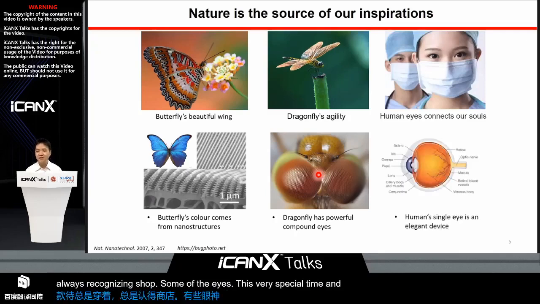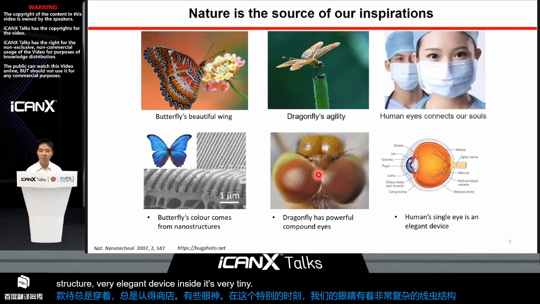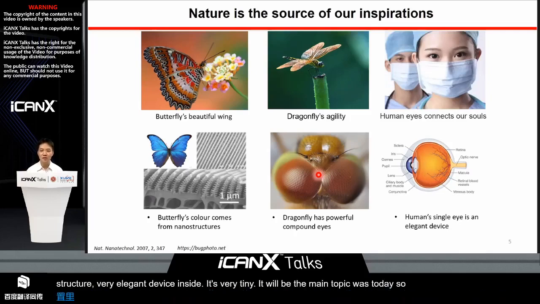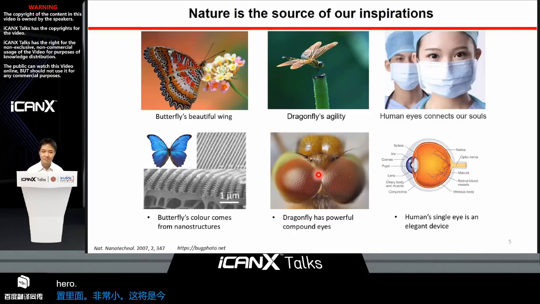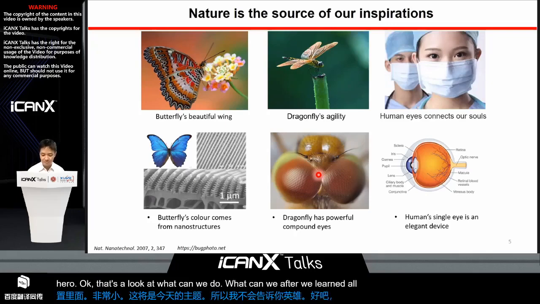And our eyes have a very complicated, elegant device structure inside. It's very delicate. That will be the main topic of today. So I will give you more detail of the human eye. Okay, let's first look at what can we do. After we learn all these natural structures, what can we do?